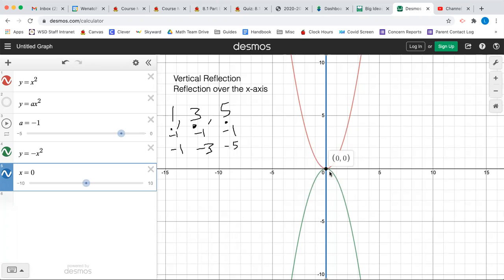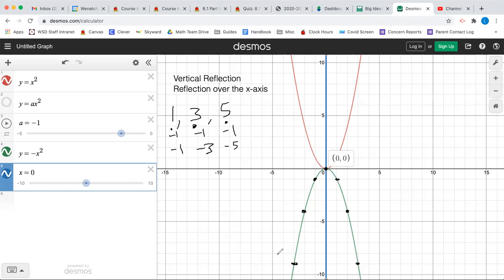And if we look at our graph here, well, if we go 1 over and down 1, that gives us our first point, and also the corresponding point on the other side. We move 1 over and down 3. That gives us our second point and the other point on the other side. And if we move 1 over again and down 5, that gives us another point.